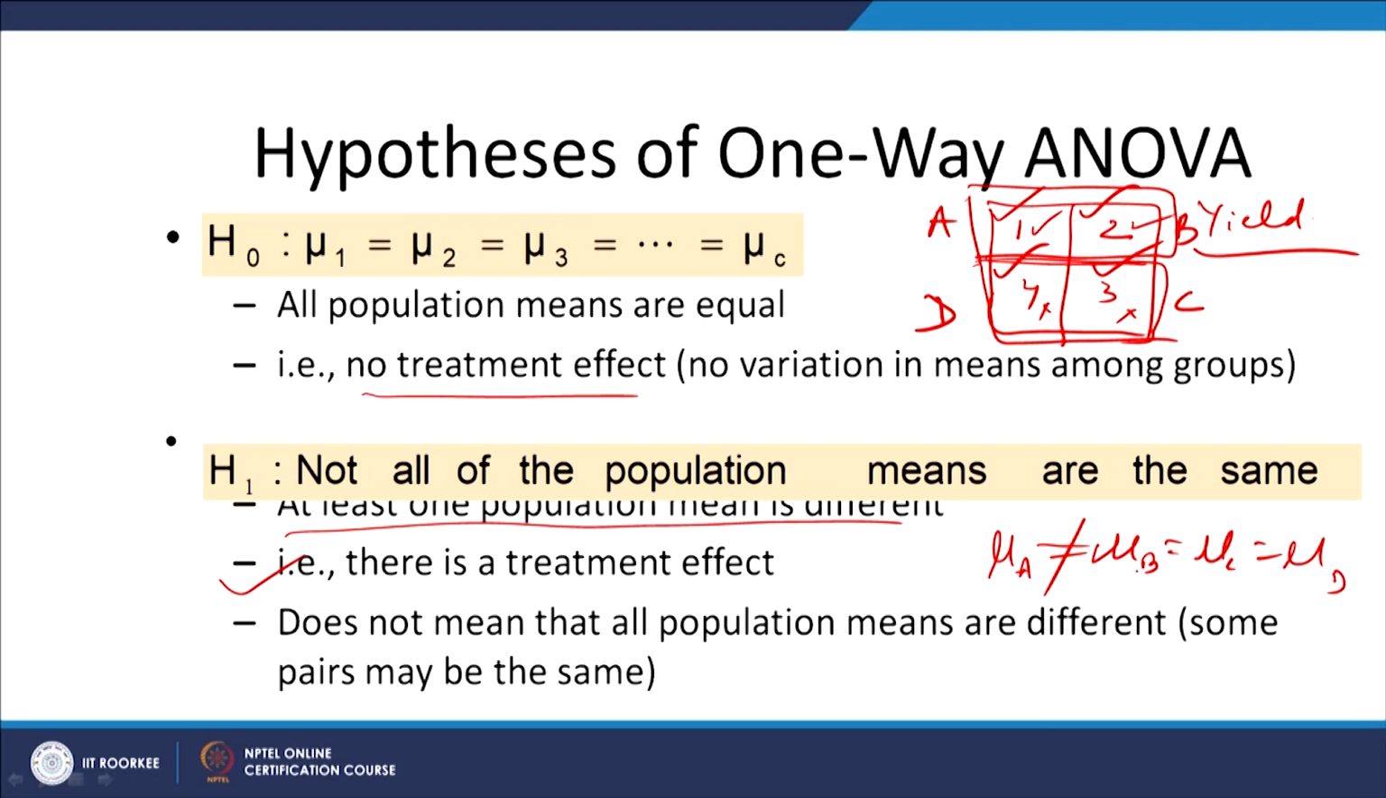That means maybe in this case, let us say mu C, that means C and D are giving the same result, or even they may be equal to A also and only B is different, or A and B are different, C and D are same, right, it could be anything.